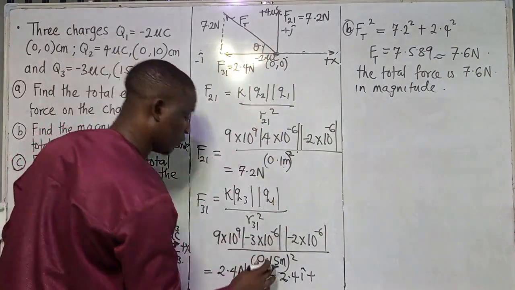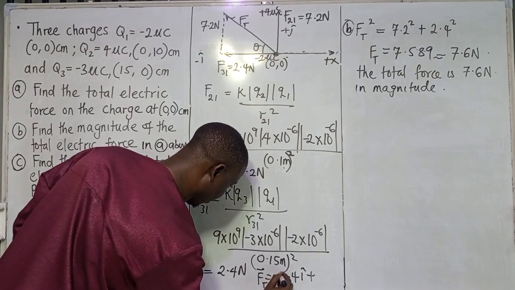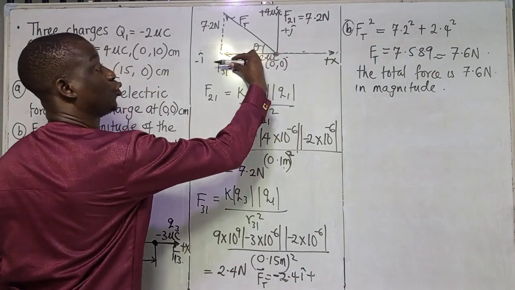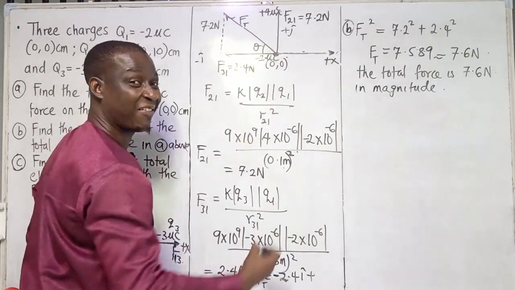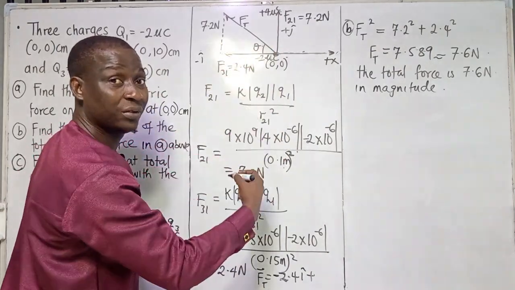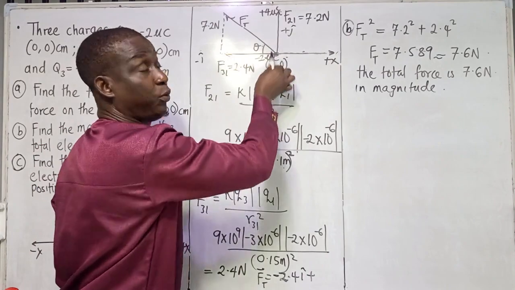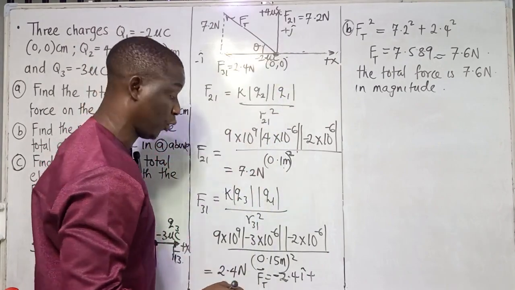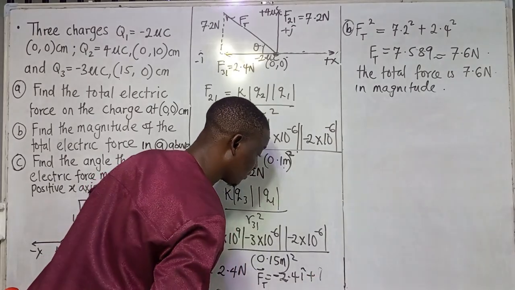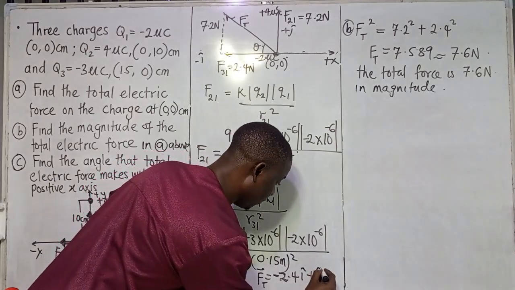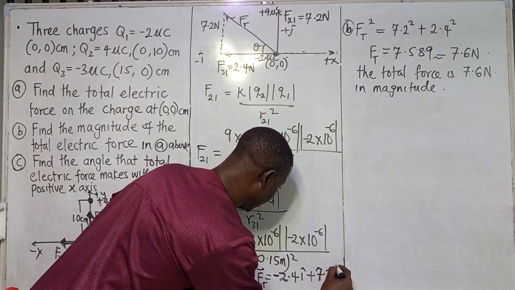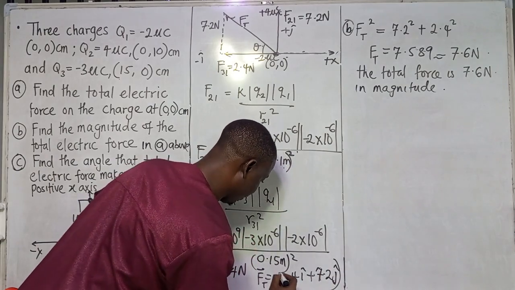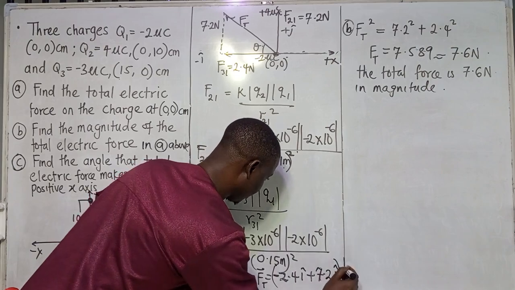Now, minus. You know why it's minus? Now it's moving towards negative x direction, so it's going to be minus. Why will the one going towards the positive y direction be plus? Positive y will be plus 7.2 j, all in Newton.